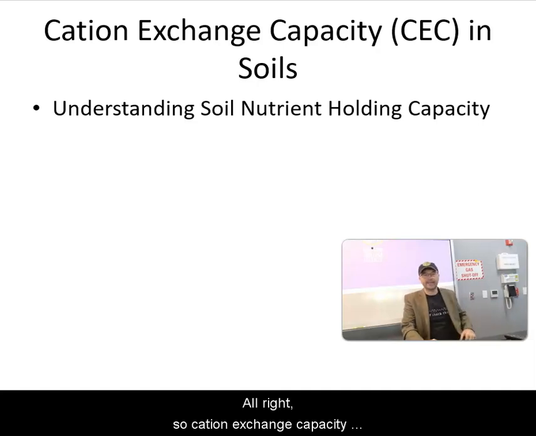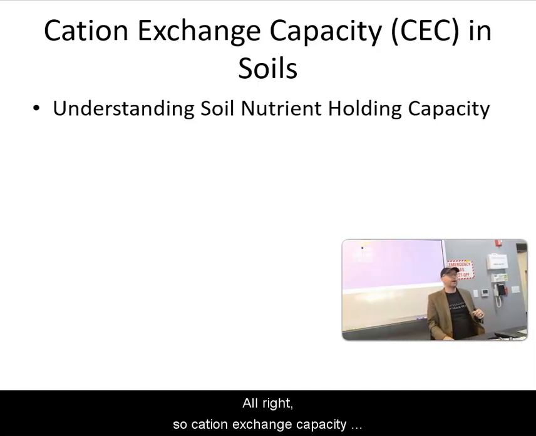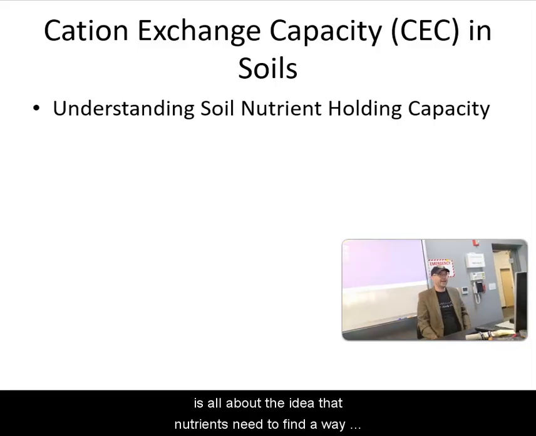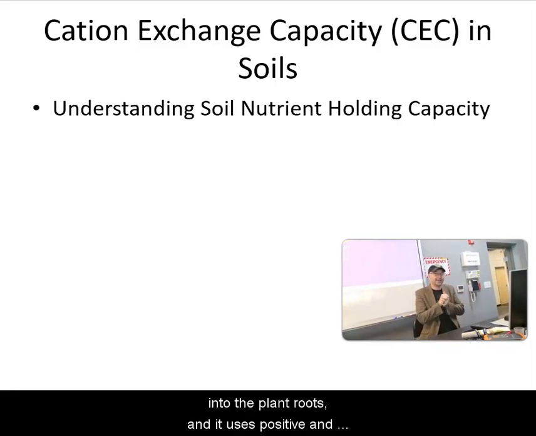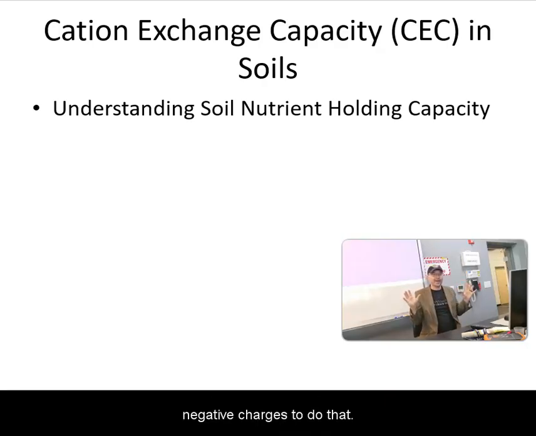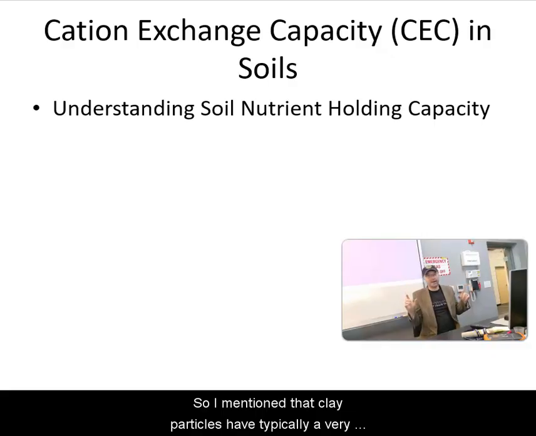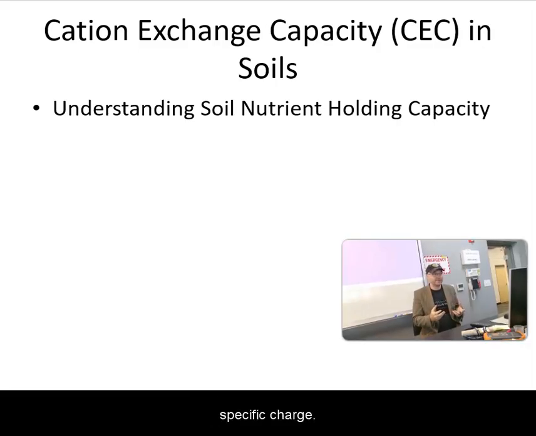All right, so cation exchange capacity is all about the idea that nutrients need to find a way into the plant roots. And it uses positive and negative charges to do that. So I mentioned that clay particles have typically a very specific charge. Do you guys remember what it is?